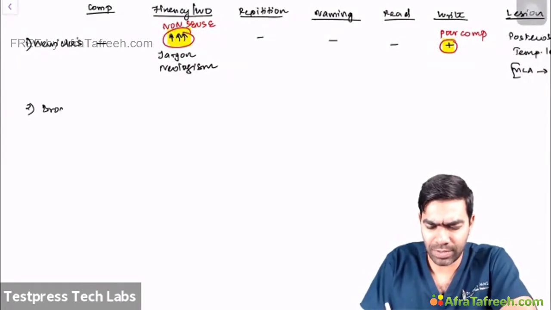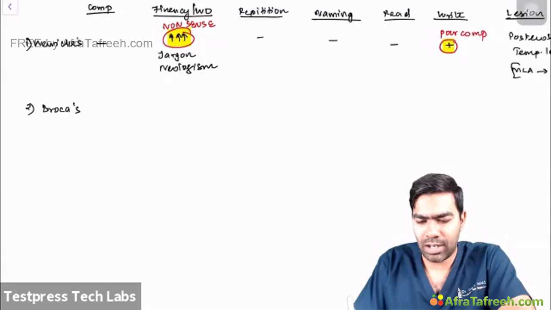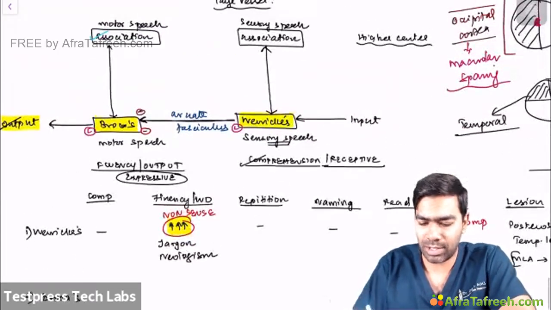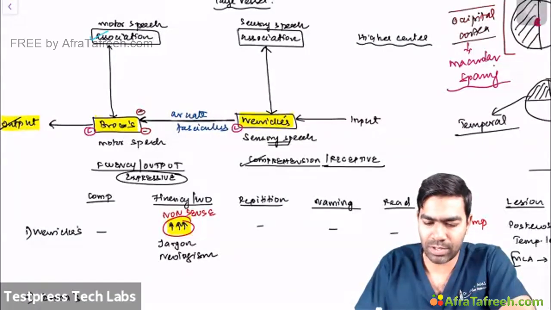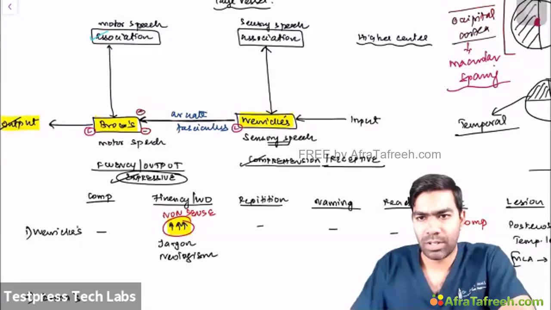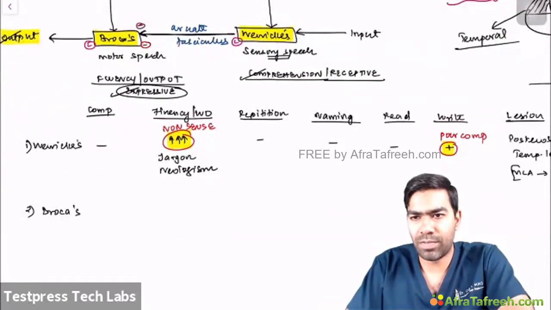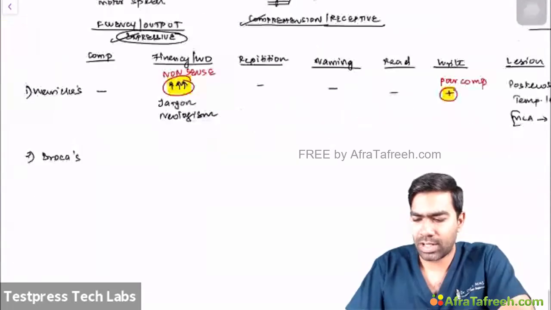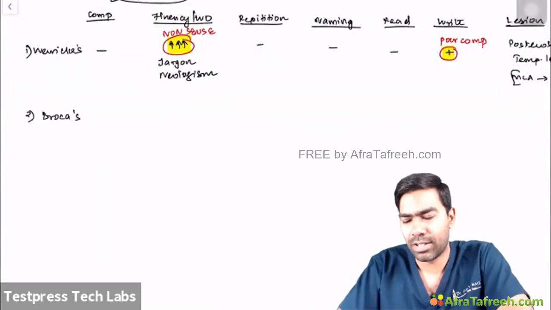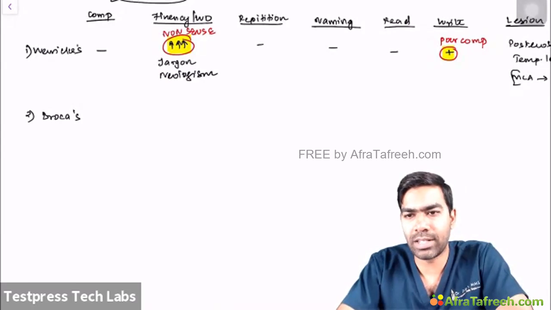Then you have Broca's aphasia. So Broca's aphasia means the problem is on this circuit, which means the expressive circuit. That is where the problem is. The expression will be a problem. How can they be fluent if the repetition is lost? Repetition means if I tell you, repeat Kikuchi-Fujimoto disease, and you are repeating this.